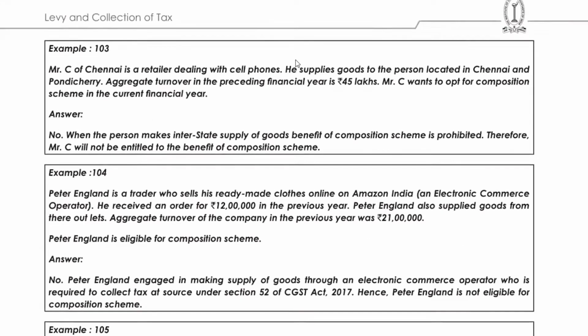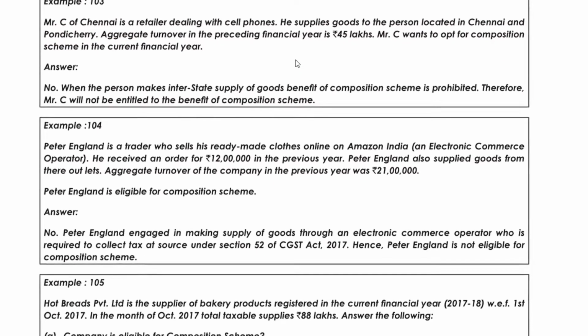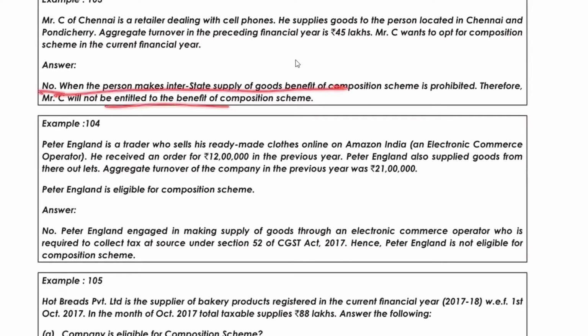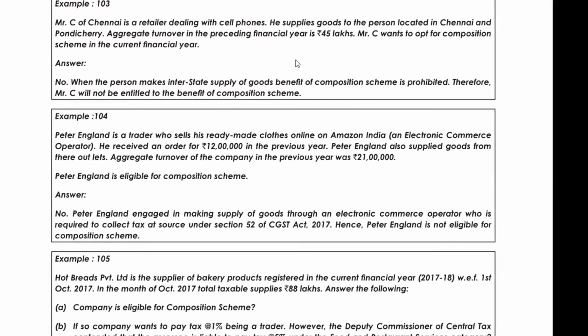Mr. C of Chennai. Now they have given the Chennai word. Mr. C of Chennai is a retailer dealing in cell phones. He supplies goods to persons located in Chennai and Pondicherry. Aggregate turnover in the preceding financial year is 45 lakh. Mr. C wants to opt for composition scheme in the current financial year. Can he? No, he cannot. Why? Chennai and Pondicherry, interstate. Interstate supply is not allowed, so he is not eligible for composition scheme. Very simple one.